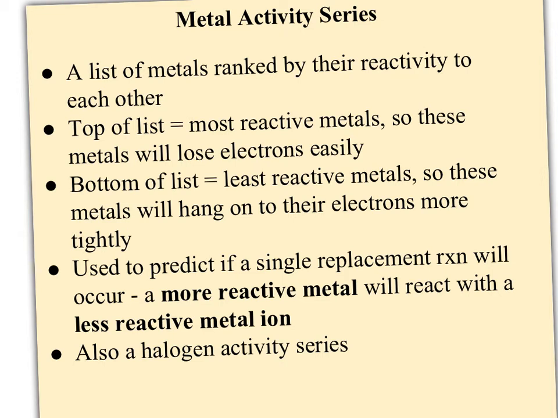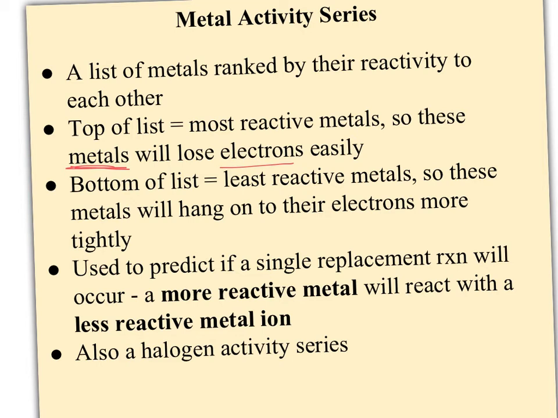So there's a list, and you can find this list in your book. You can Google metal activity series. You can find this list pretty much anywhere in today's electronic age. But the most reactive metals are put at the top of the list, which means these metals will lose their electrons easily. Now, the key here is that it's the metal. It's the solid elemental metal that's going to react and lose its electrons easily.